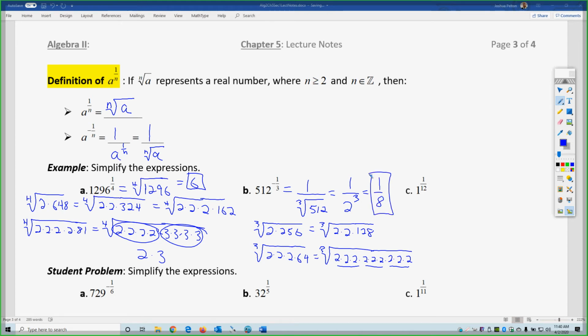And the next one, you can rewrite it if you want, but the answer is 1. Okay, 1 to any power is 1, even 0, because that's the 12th root of 1. 12 ones is still 1, right? Okay. All right, pause the video, try the student problems for yourself.